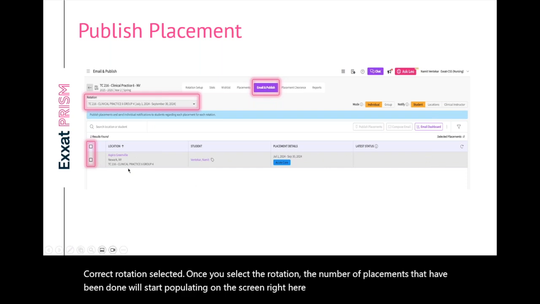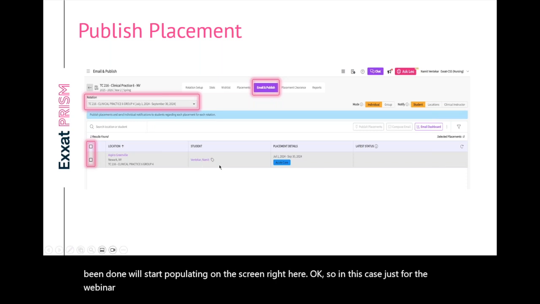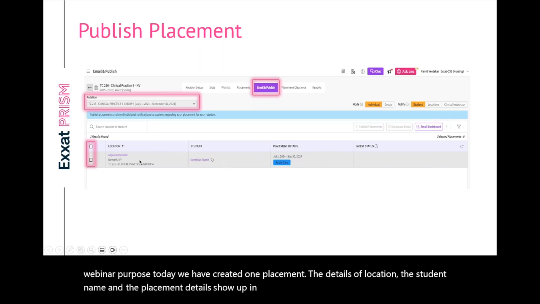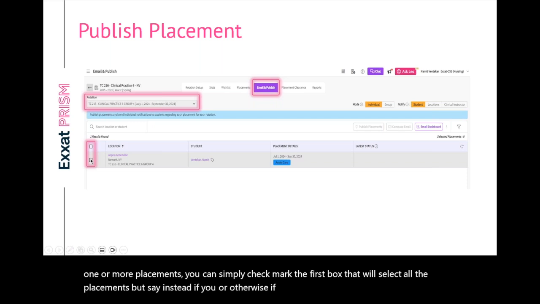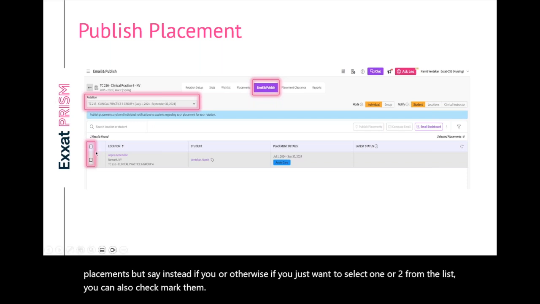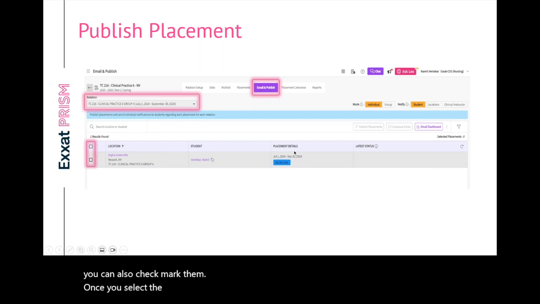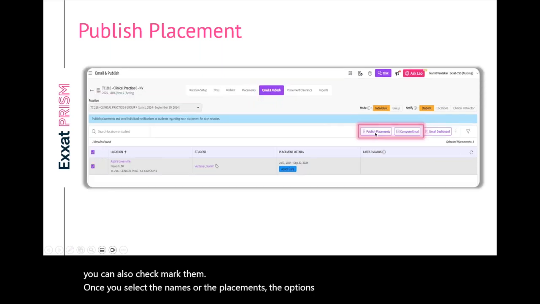Okay, so in this case, just for the webinar purpose today, we've created one placement. The details of location, the student name, and the placement details show up in here. Now what needs to be done is, if you have one or more placements, you can simply check mark the first box that will select all the placements. But otherwise, if you just want to select one or two from the list, you can also check mark them. Once you select the names or the placements, the options of placement, publish placement and compose email highlight.